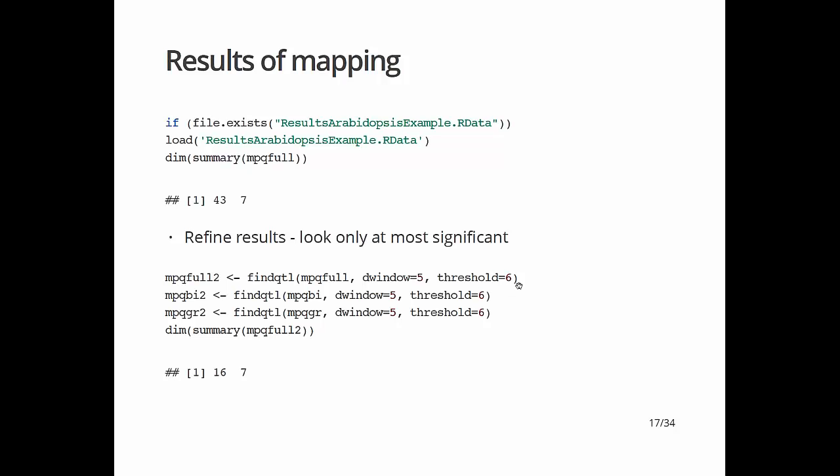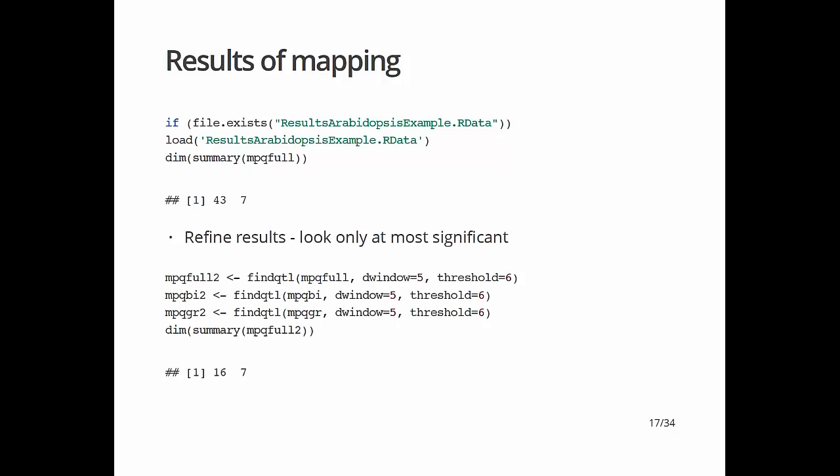That's a negative log base 10 p-value of 6, which means that p-values have to be below 10 to the minus 6 in order to pick it up. So that's quite a conservative threshold, but that was just to narrow things down so it's easier to look at the results. And you can do that for all of the things.